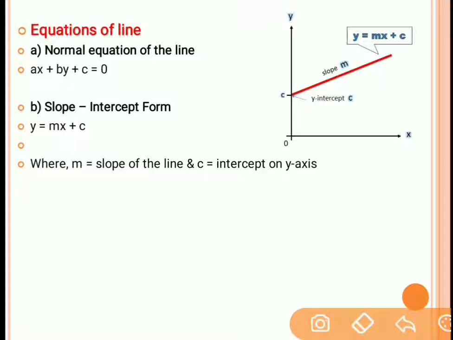You need to remember all the forms of the equation of a line. First is the normal form of the equation. Second is the slope-intercept form of the equation of a line. So these are all equations of a line, but in different formats.